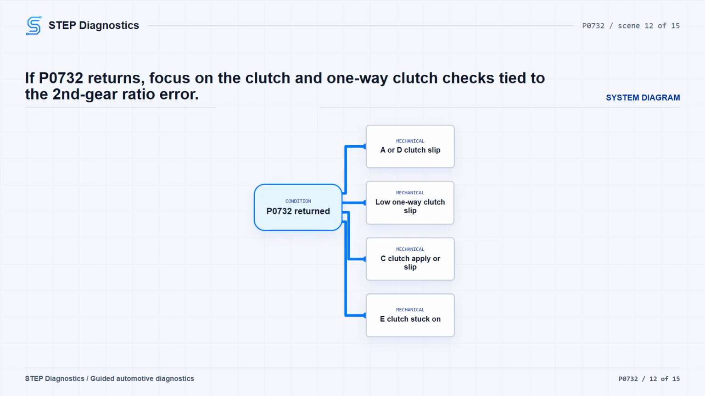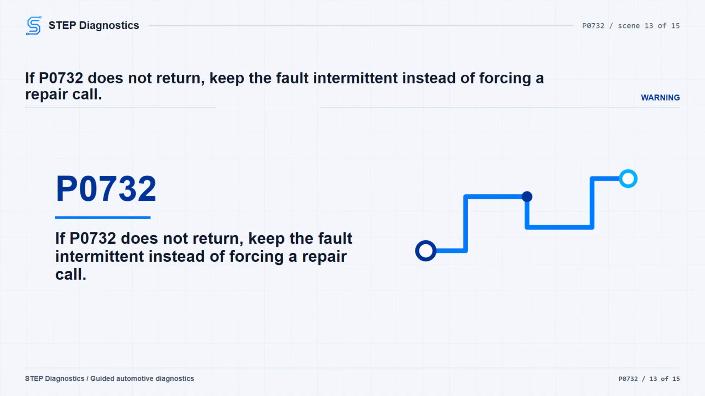Check the C-clutch for a does not apply or slipping condition. Check the E-clutch for an always applied condition. Also check the A-clutch, D-clutch, and low one-way clutch for slipping concerns. Keep the diagnosis focused on proving the apply or slip condition instead of jumping straight to parts. If P0732 does not come back, the fault is not present at that time and may be intermittent. So pause, recheck the earlier diagnostic path and symptoms, and avoid guessing at a repair.